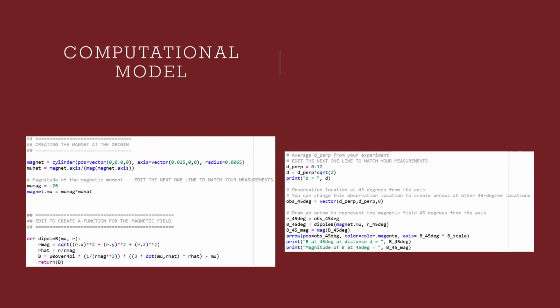And here's our computational model. Here, we're just plugging in the values for d_perp as well as mu_mag, the ones that we got on the previous slide, and we have a function that calculates the dipole moment. We calculate r mag and r hat, and find the actual B value using the equation that we used from the previous slide. And then here are the inputs for the actual values in code.